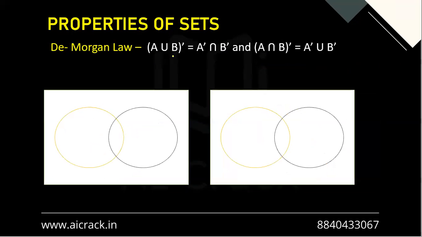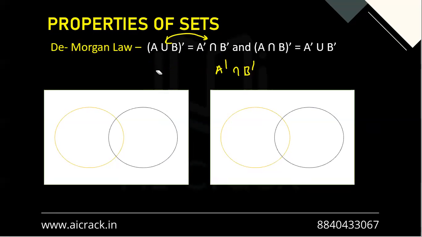Now talking about De Morgan's law. What does this say? A union B dash equals A dash intersection B dash. So what is happening? If we are taking the dash over here, we cannot take the analogy over here because we have limited analogies from numbers. So this one is unique. A union B dash equals A dash intersection B dash. You can see that the symbol or operator is being changed.